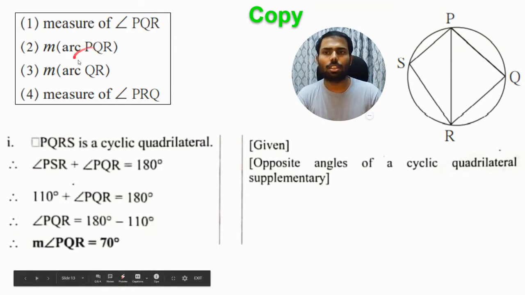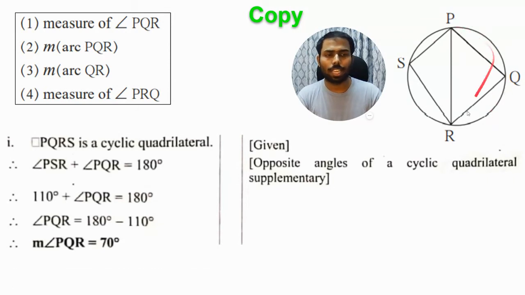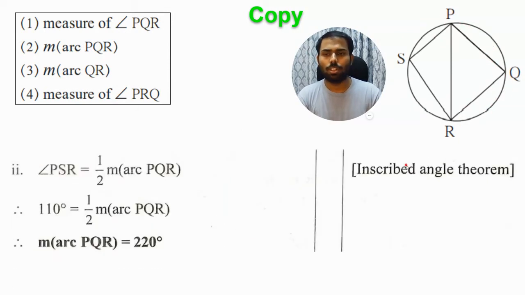Second part, measure of PQR यहाँ पे है. So measure of PQR के लिए मैंने क्या बोला था? Inscribed angle theorem use करना है. So this is how you use the inscribed angle theorem. कौन सा inscribed angle है? Angle PSR. Angle PSR के अंदर ये intercept हुआ है PQR, right?